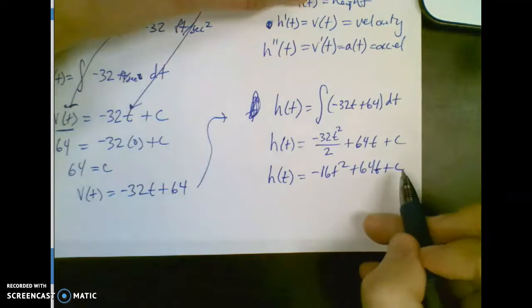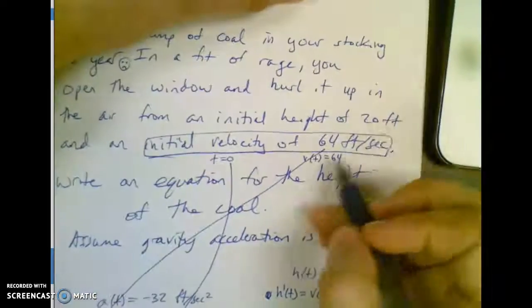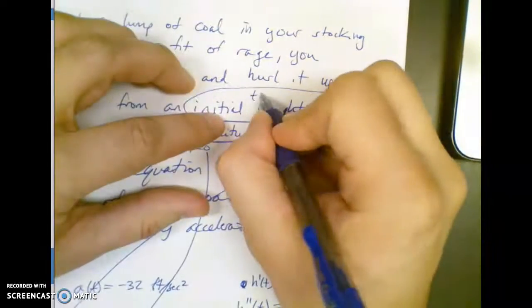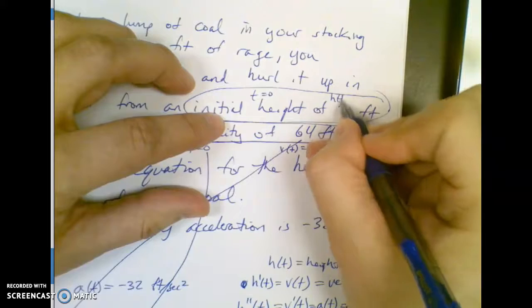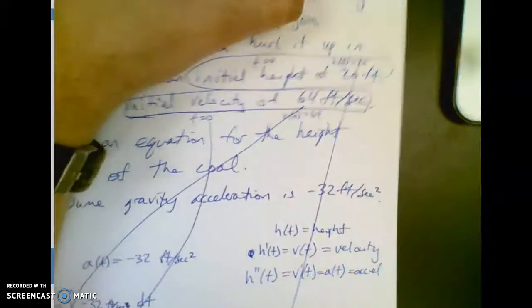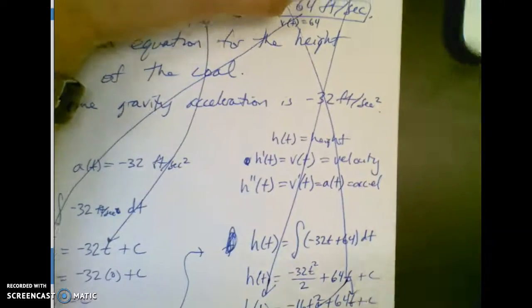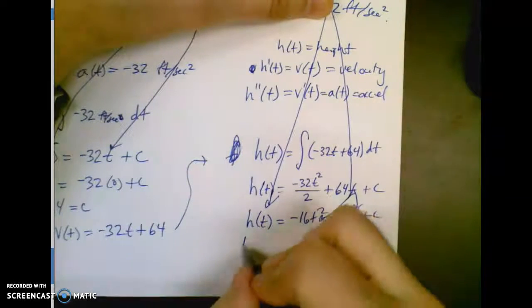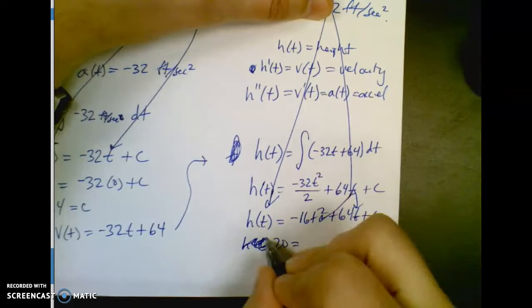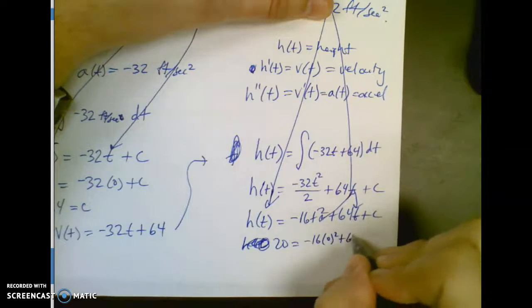Now I wish I knew what this c was if I only had some information about my height. Oh, look at that. Initial height of 20 feet. That means at time 0, height is 20. So I'm going to plug in 20 for height, and I'm going to plug in a 0 for time, and I'll find my final answer. And, oh, sorry, a 20 for height and a 0 for time in both places.